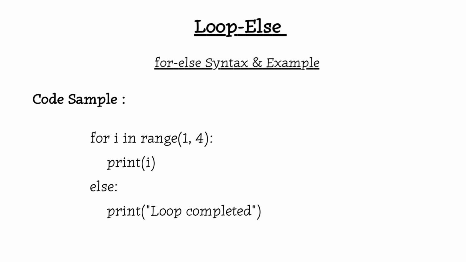So let me explain how the code is exactly working. The for loop runs over range 1 to 4, which means the values 1, 2, and 3 will get printed. In each iteration, the value of i is printed sequentially, one by one. Now the important point is, once the loop finishes all the iterations and no break is encountered anywhere, the else block written after the loop executes and prints loop completed. So in this example, we have just seen how the else block executes and works with a loop. And this is the overview.